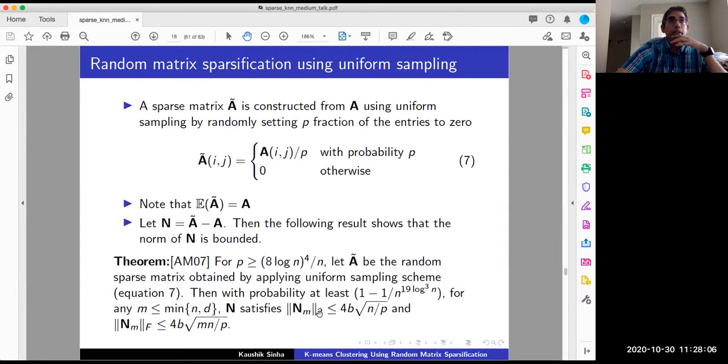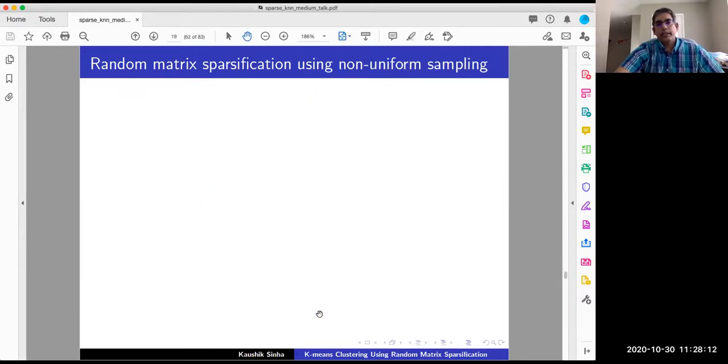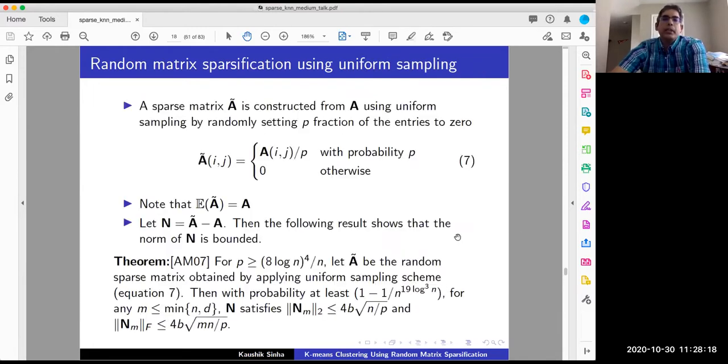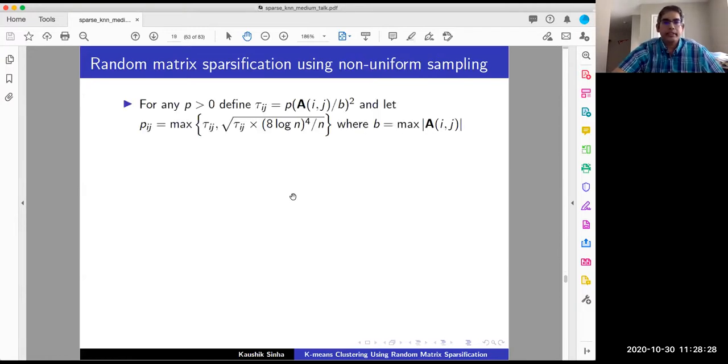I mean, that is important because we don't want the difference to be so huge that the corresponding eigenvalues blow up, and there is no way we can relate these two things. The other option is that we can do a non-uniform sampling, because remember, in the uniform sampling, we are not using any information about the individual coordinate entries of the data point. We are simply fixing a probability and either keeping that entry or simply making it 0.